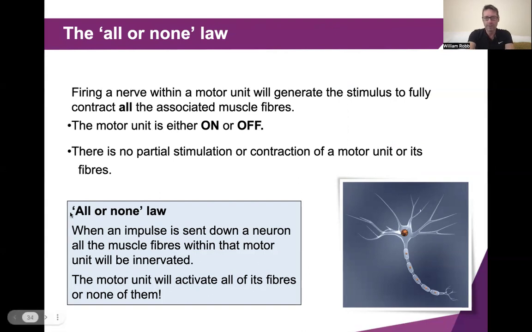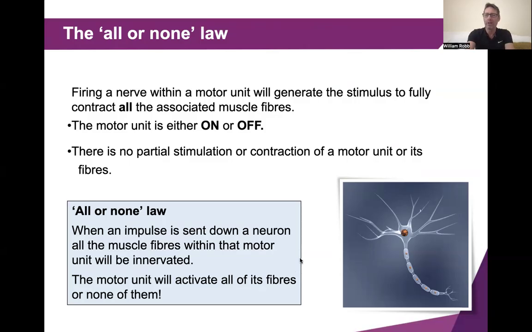There's no partial stimulation or contraction of our motor unit or its fibers. Now this, you need to remember. When an impulse is sent down a neuron, all the muscle fibers within that motor unit will be innervated, meaning they will all be contracted. The motor unit will either activate all of its fibers or none of them.